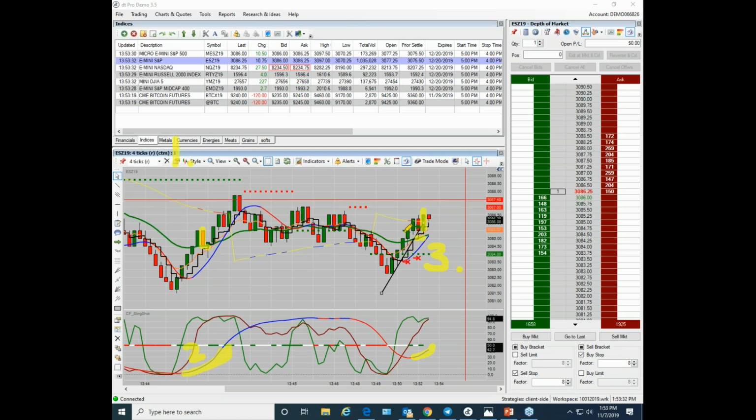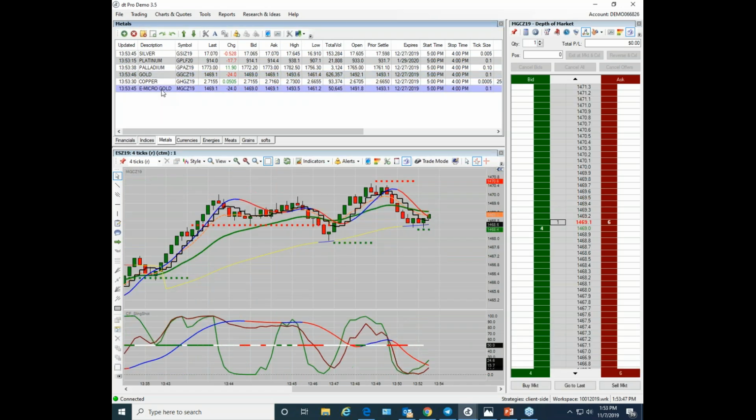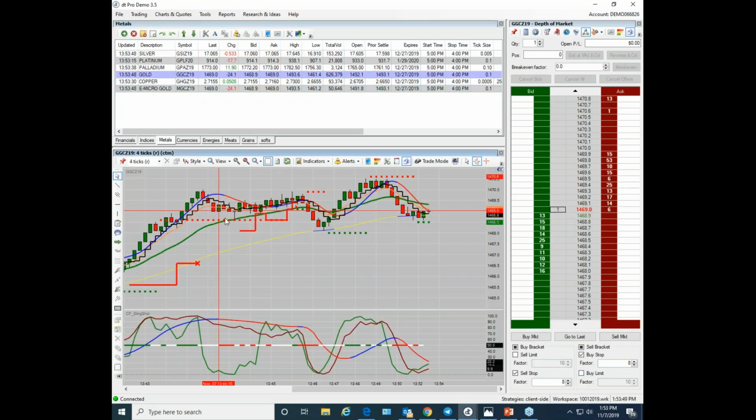So keep those in mind. I know there's some more rules to think about, but those will hit you in the face as you get a little bit more active and you start staring at the screens a little bit more. So there's not much going on there. Let's go back to the gold.